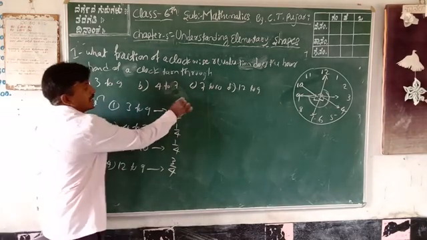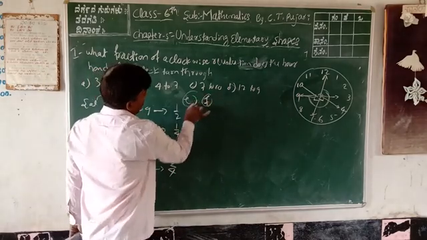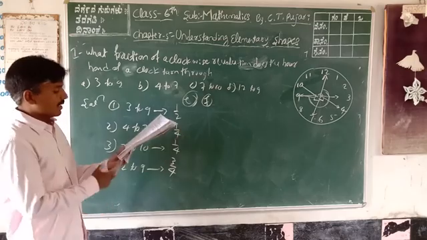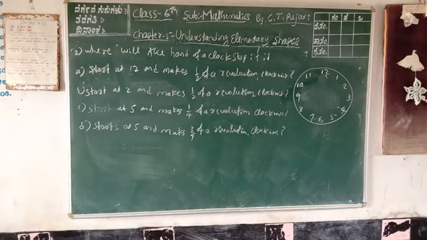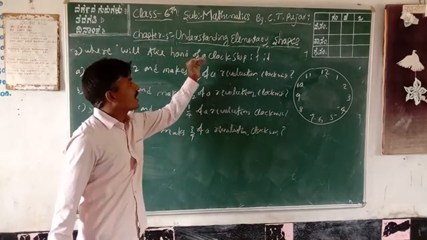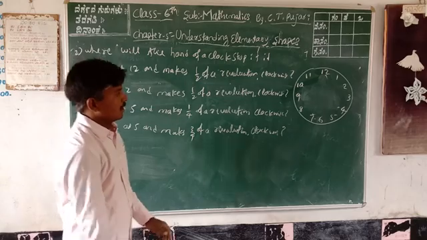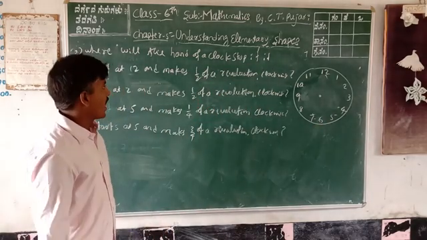Again, E1 and F1 you can do in your homework. Homework is E1 and F1. The next questions are: where will the hand of the clock stop at the end?